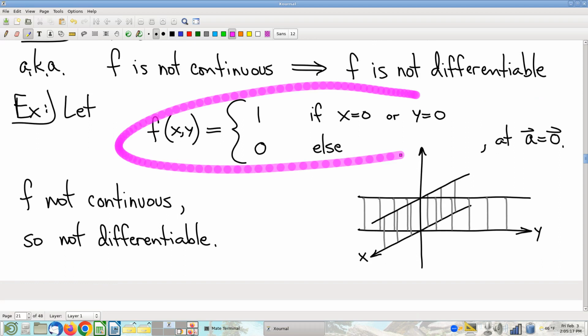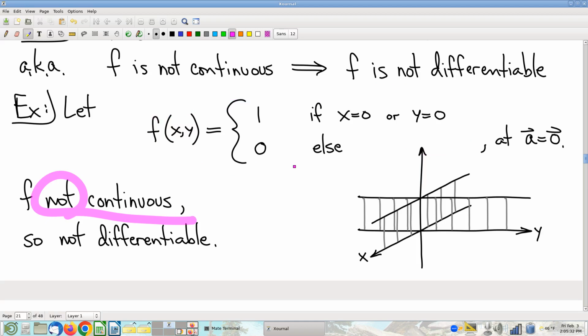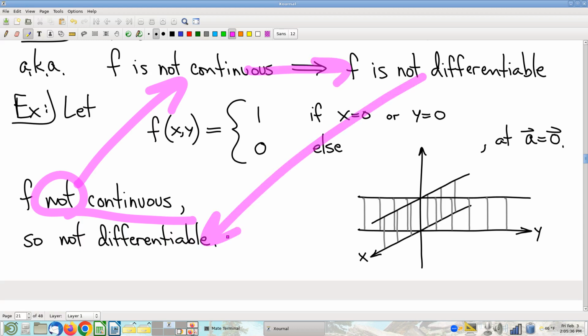You'll recall this strange piecewise defined function here from last time, visibly not continuous, right? And because it's not continuous, we can conclude that it is not differentiable.